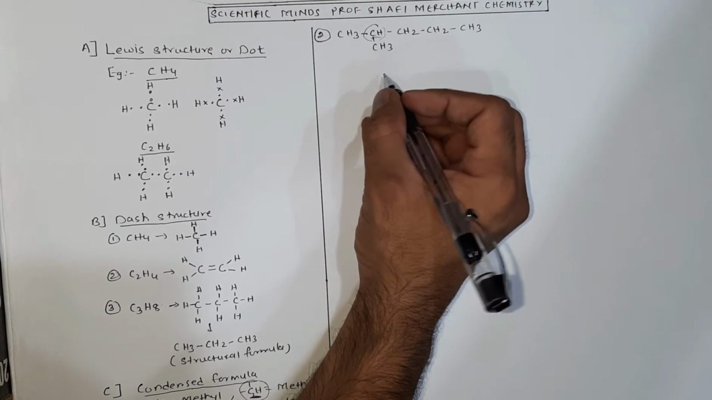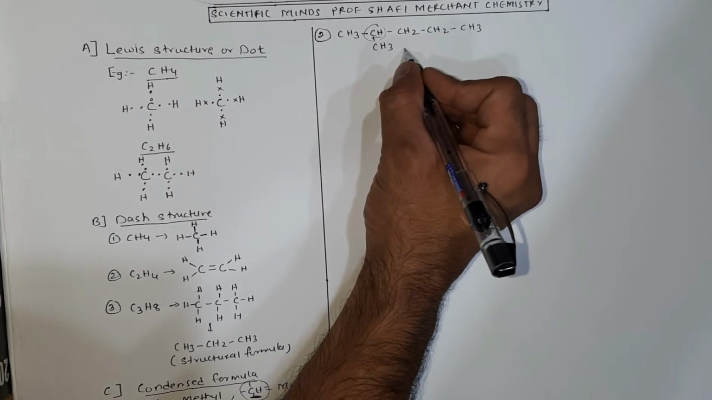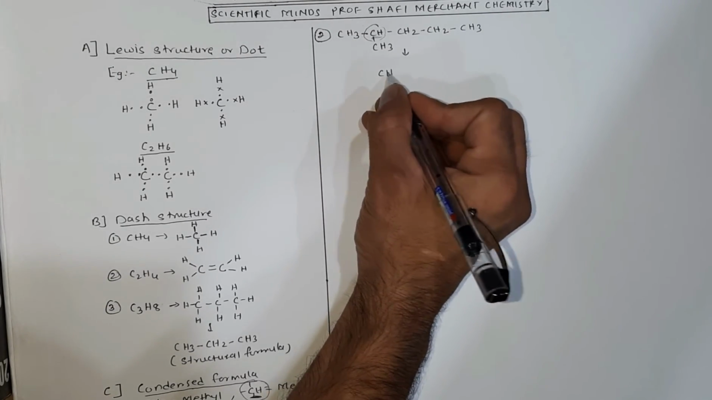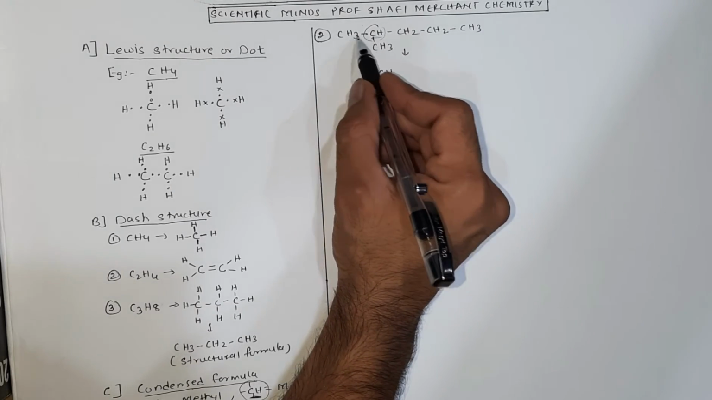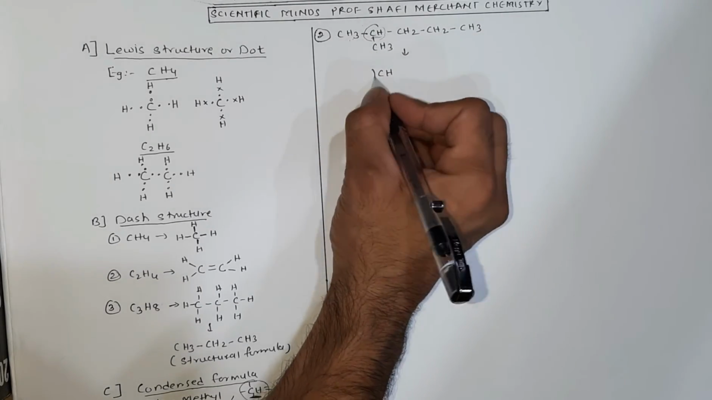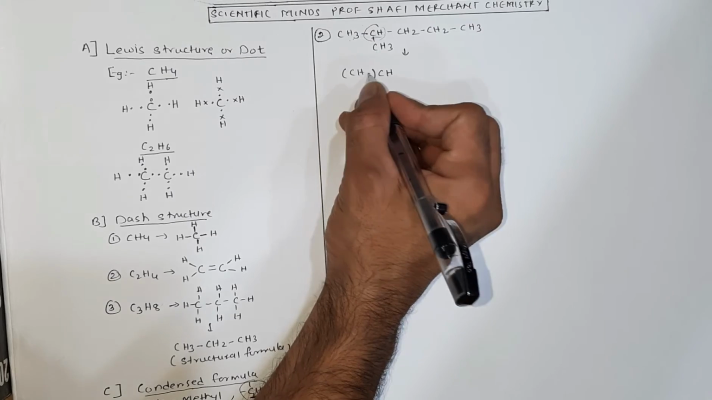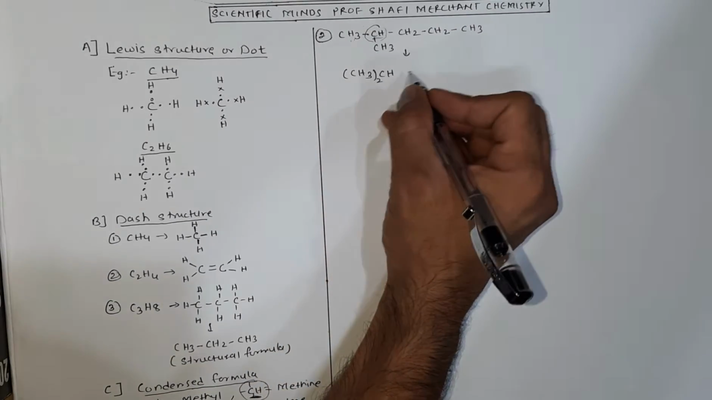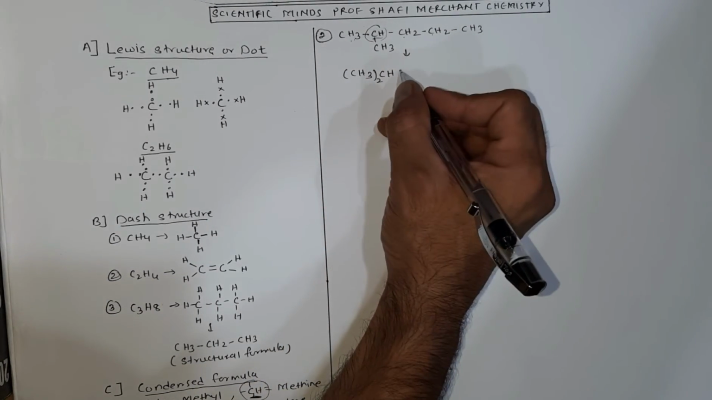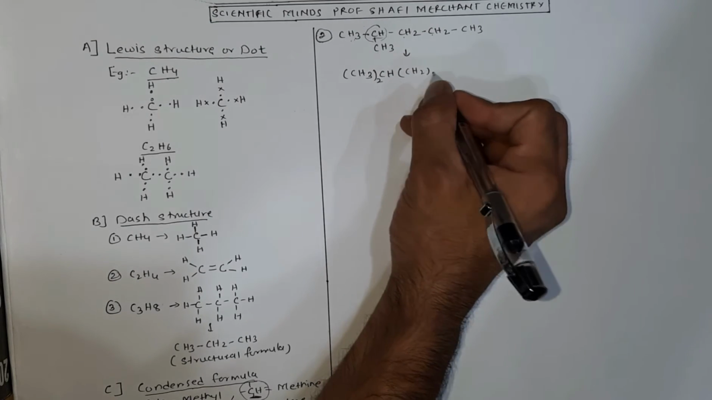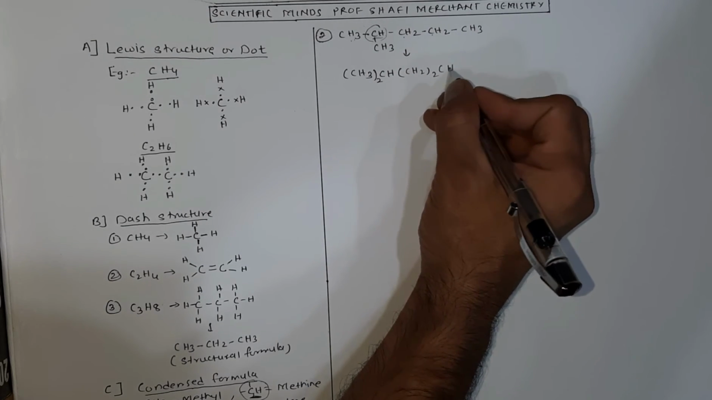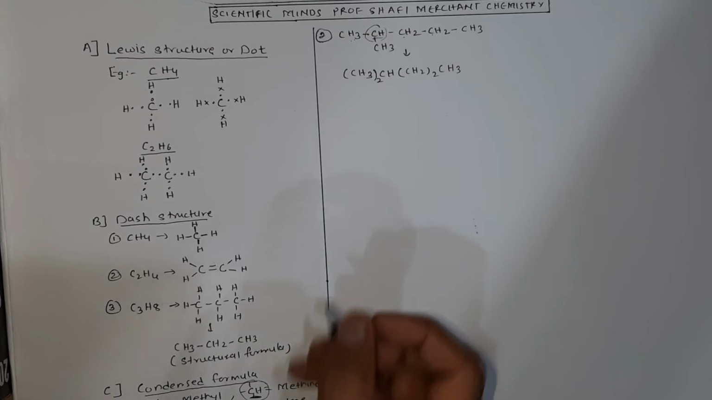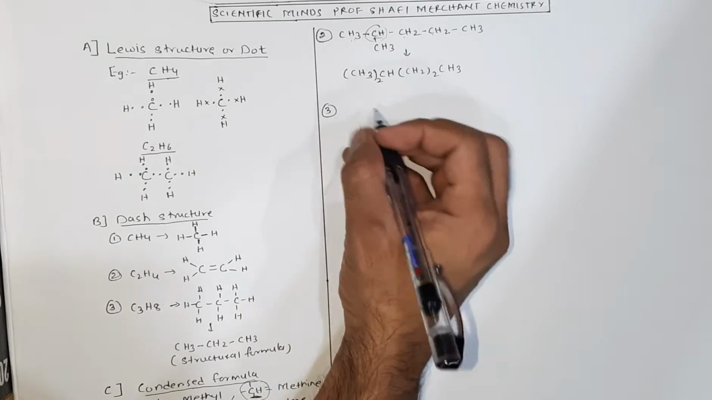So CH. First write down CH to write down the condensed formula. Now this CH is attached to how many CH3? 2 CH3. So make a bracket, CH3 twice. Then there are how many CH2 in series? 2. The bracket, CH2 twice, and what is remaining here? CH3. Condensed formula. Okay.